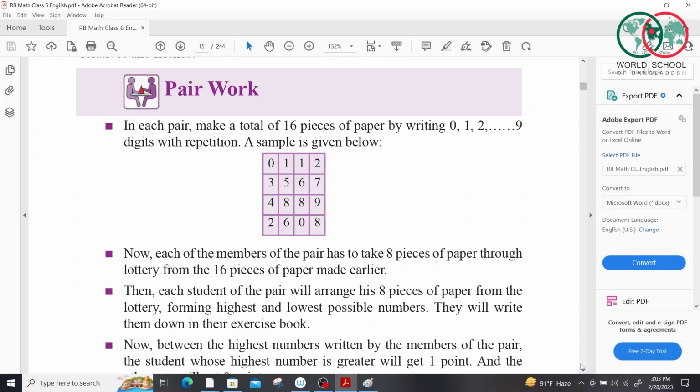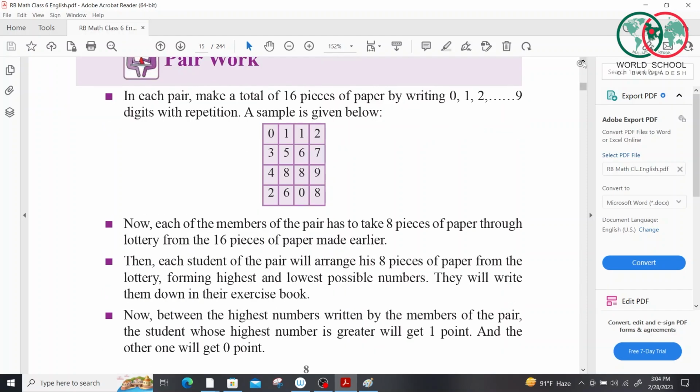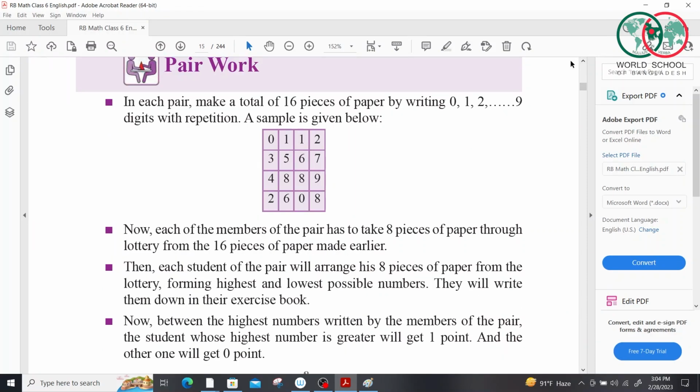Okay, there's a work. It's written in each pair. Make a total of 16 pieces of paper by writing 1, 0, 2, 9, so digits from 1 to 9 with repetition. A symbol is given here. Now each of the pair has to take 8 pieces of paper through lottery when 16 pieces are made. So here we have a little game. Basically this game has to be played in a group.